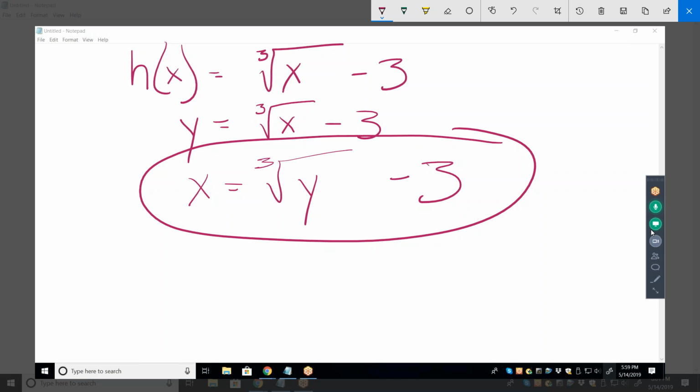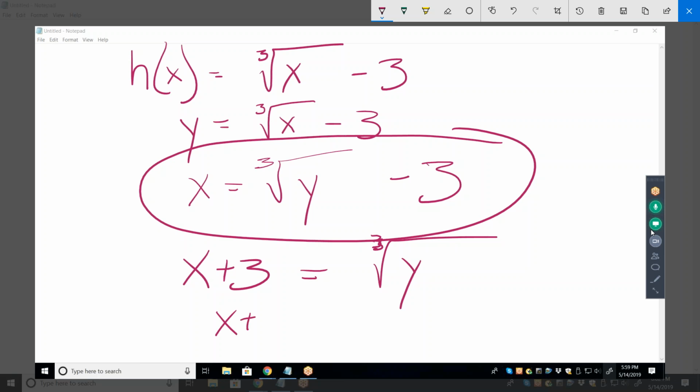So how do I solve that for y? First of all, this minus 3 is outside the radical sign, so you would add 3. So I'm going to add 3 to begin with. And this is not square root, this is cube root. So how do I get rid of that cube root radical? You don't square it, you cube it. That's the way to talk about it. You're not squaring it, you're cubing it.